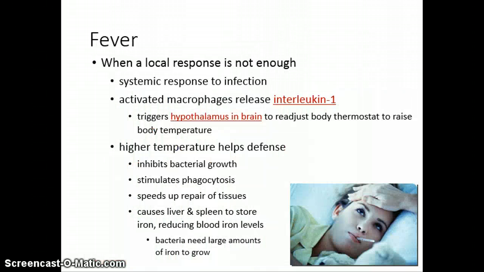So sometimes we have a local response that's not enough to deal with an attack. And so when a person's temperature gets elevated, that's actually a systemic response to infection. So activated macrophages release what's called interleukin-1, which triggers the hypothalamus in the brain to readjust the body's thermostat to raise the body's temperature. And the reason for this is that a higher temperature can often inhibit the growth of bacteria, but it also stimulates phagocytosis.